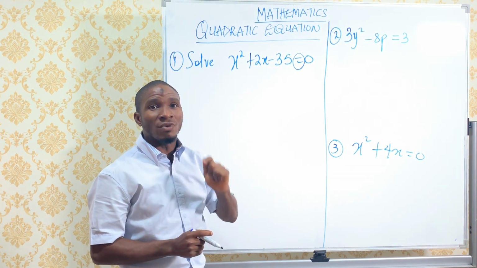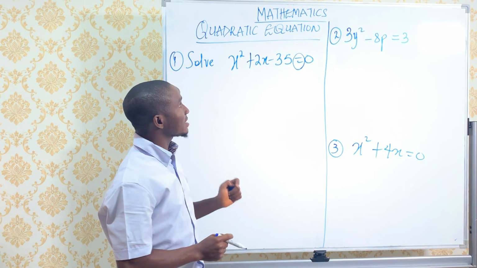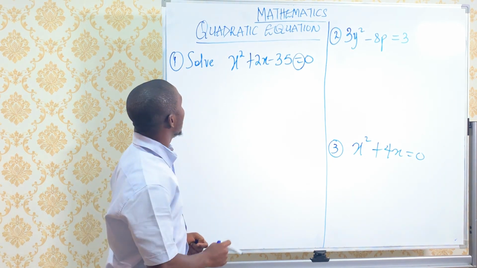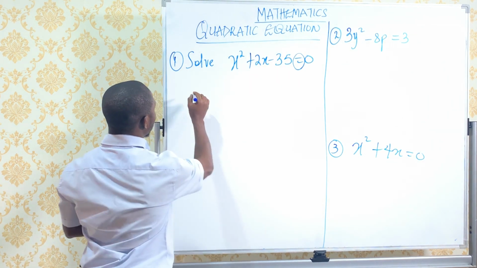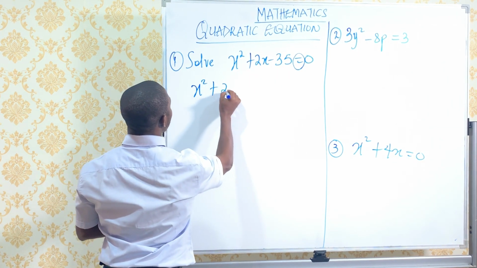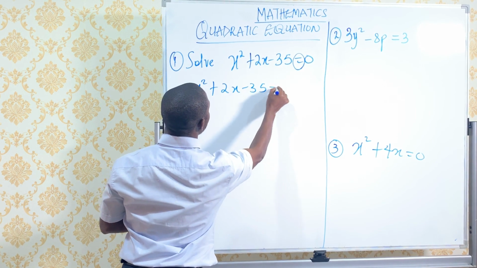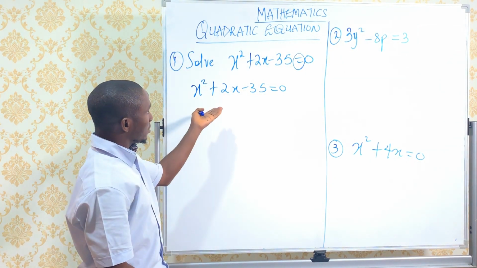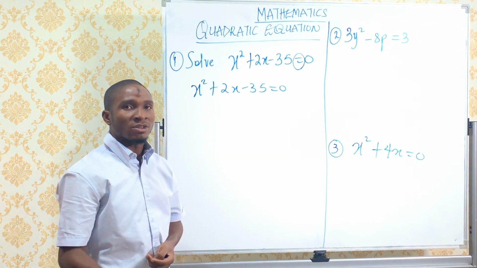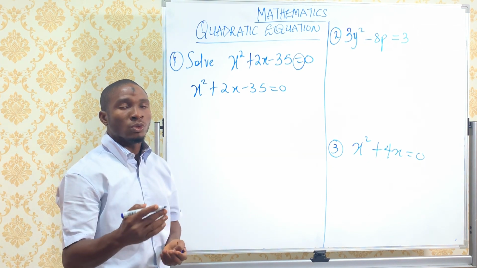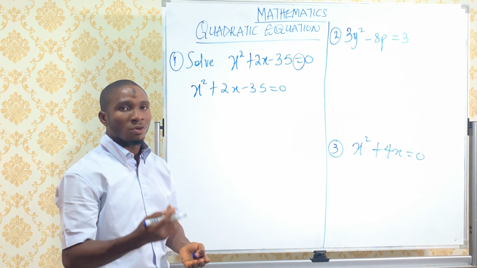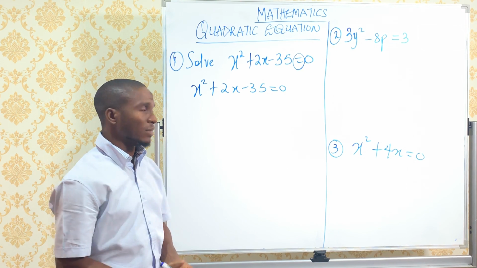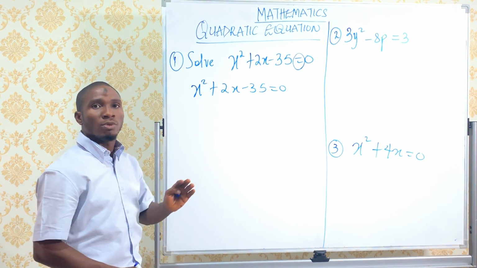That you are meant to find the values of x. X can be one value, while in most cases x is going to be two values because it's quadratic. Now, let's look at the question: x squared plus 2x minus 35 equals 0. Then we can factorize this because it's factorizable. What about if it is not factorizable? In our next video, we'll be looking at different ways by which a quadratic equation can be solved, apart from using the factorization method. But for now, we'll be looking at the factorization method.